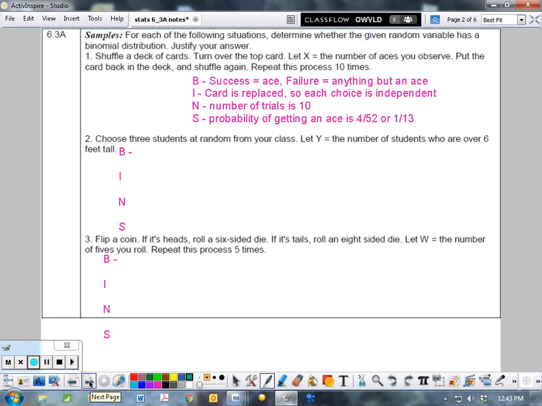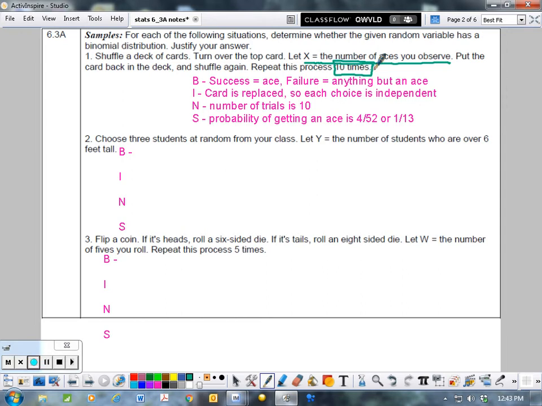Now we're going to go through and check situations to see if they're truly binomial settings. My first one's already done up for me, so I'm just going to walk you through. We're going to shuffle a deck of cards. We're going to turn over the top card, and X is going to be the number of aces I observe. We're going to put the card back in the deck so we have replacement. We're going to shuffle again, and then repeat it 10 times.